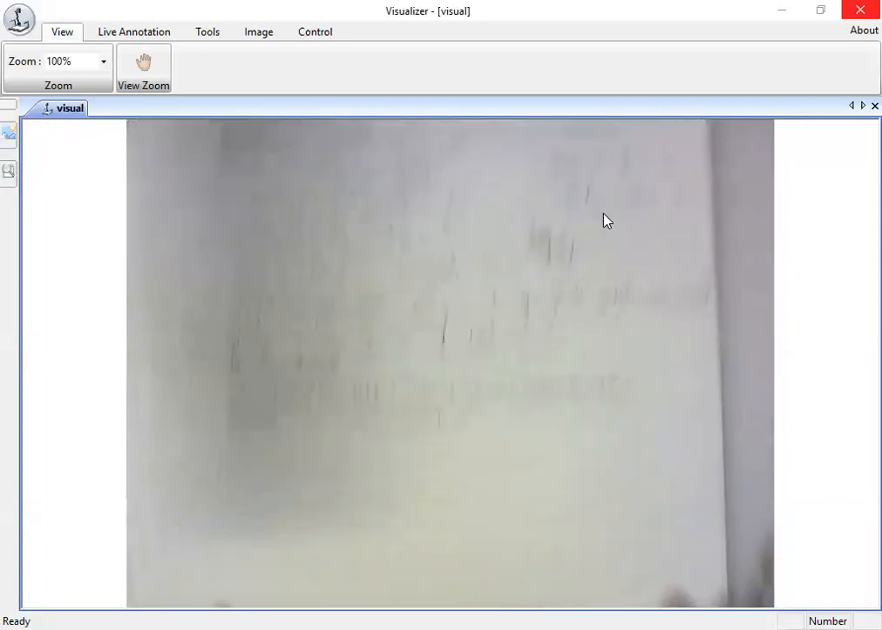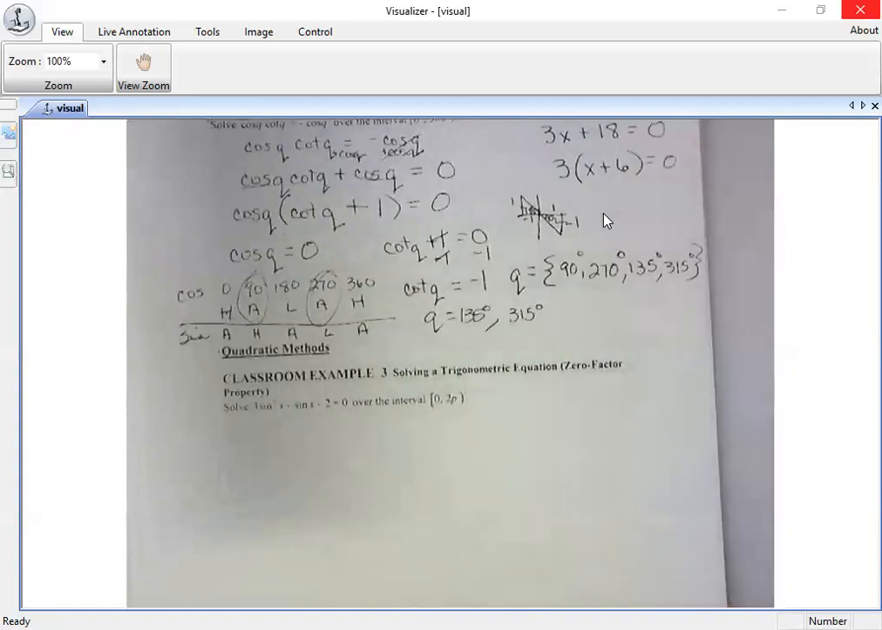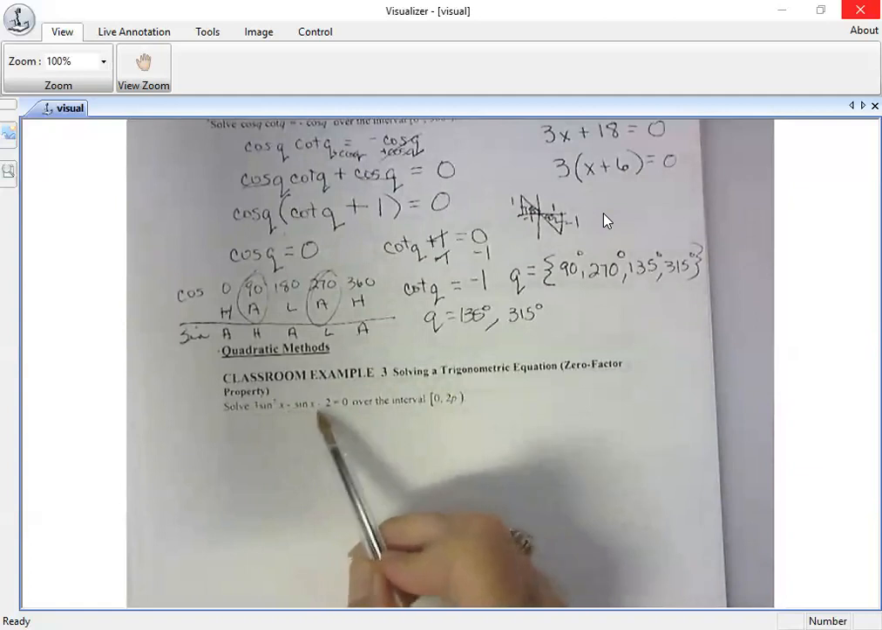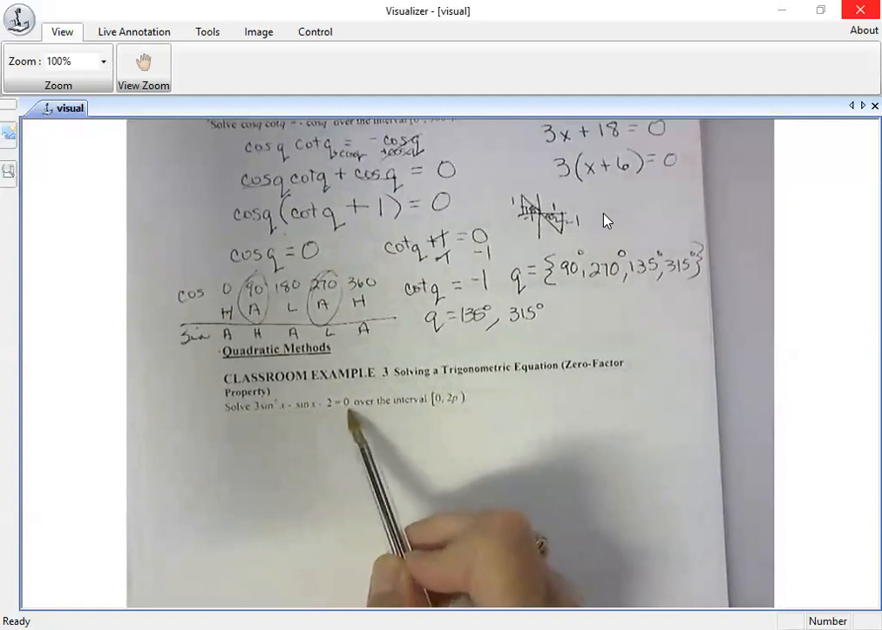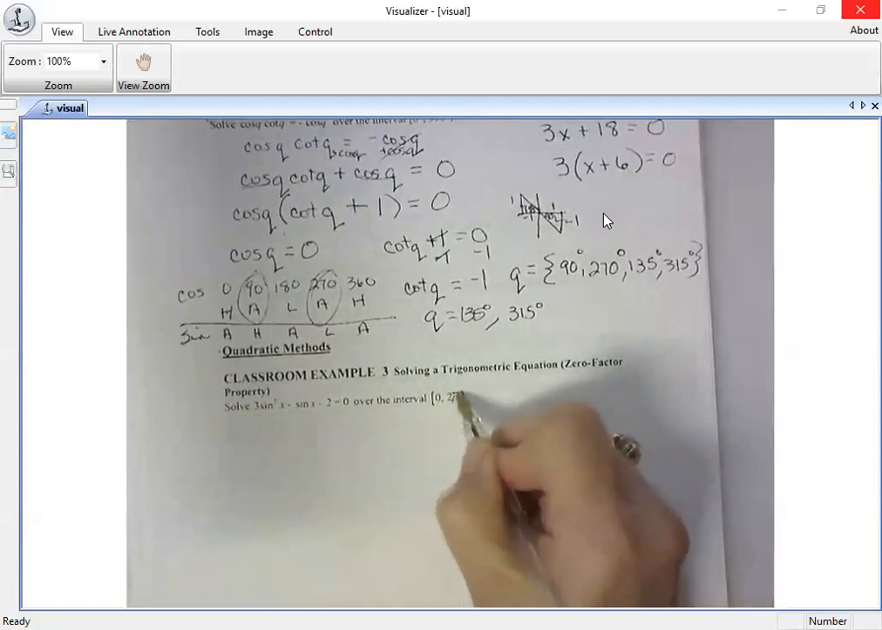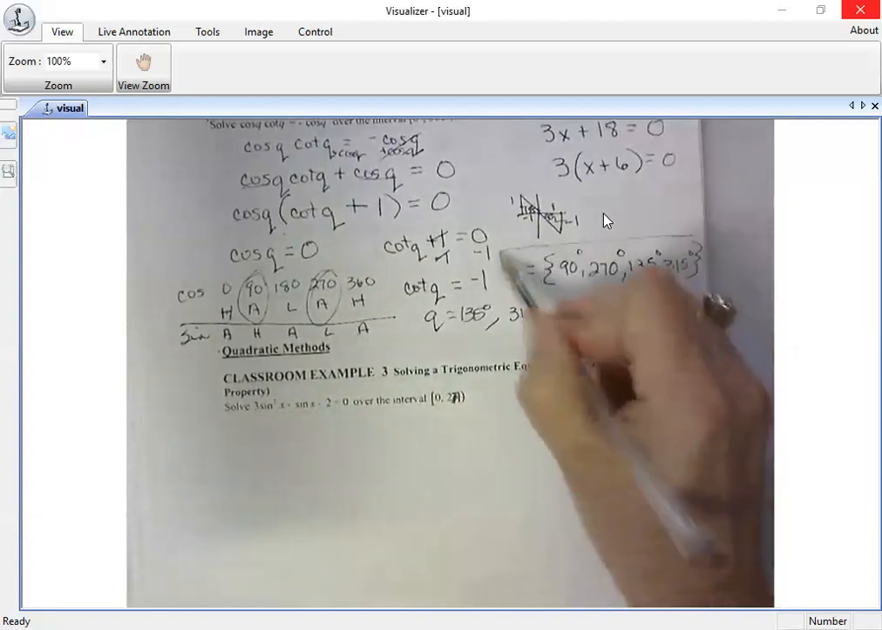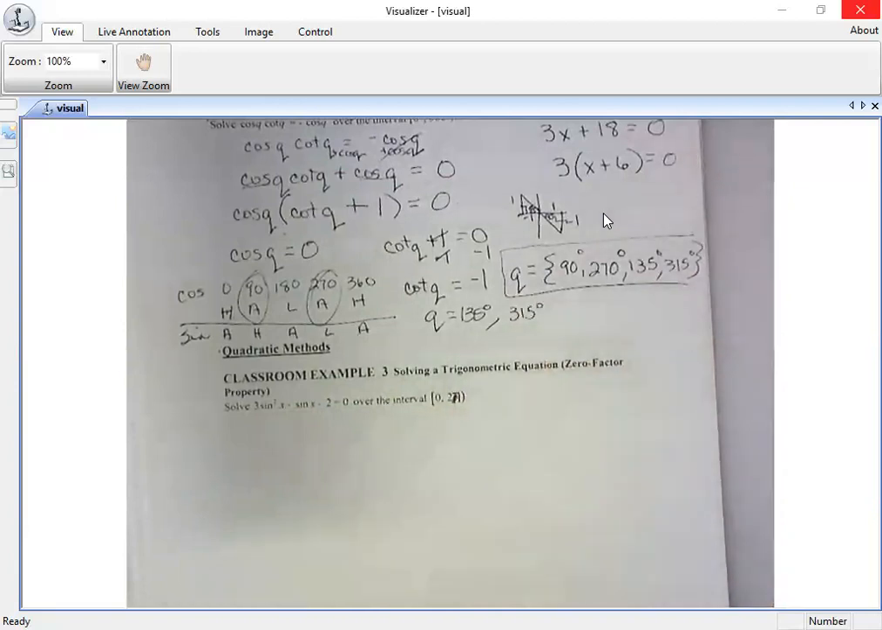All right, let's try this one. 3 sine squared x minus sine of angle x minus 2 equals 0. And this is going to be over the interval from 0 to 2 pi. So instead of using degrees, we're going to work with radians on this one. So we'll need to make sure we give our answer back in radian form. Let me box that up because that was our answer.